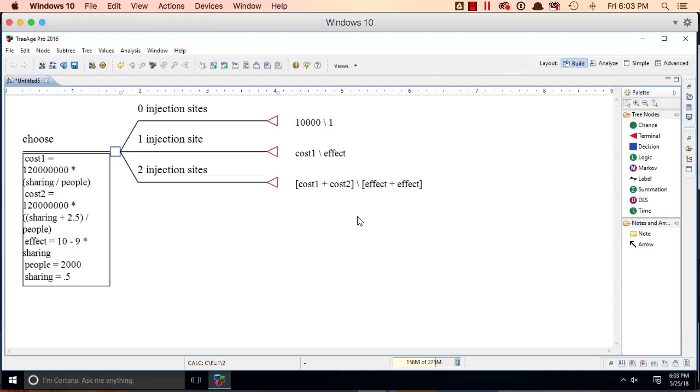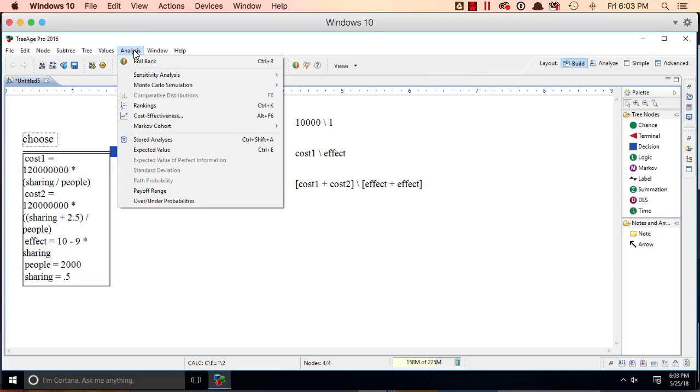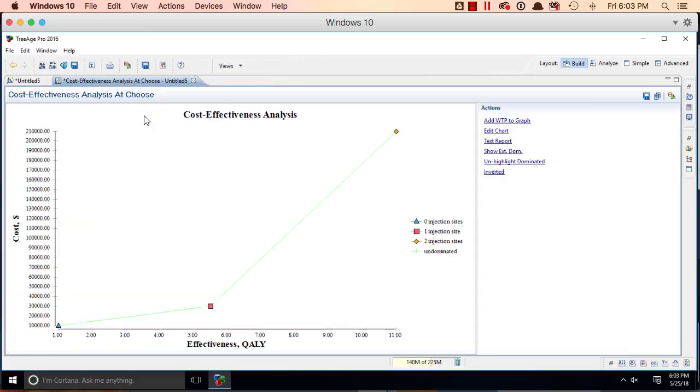So you can see we have the model here, and so we're choosing between these 3 options, how many injection sites to build, as functions of the probability of needle sharing in the population. More needle sharing, injection sites less effective, and also the people. So more people, the more injection sites you would recommend.